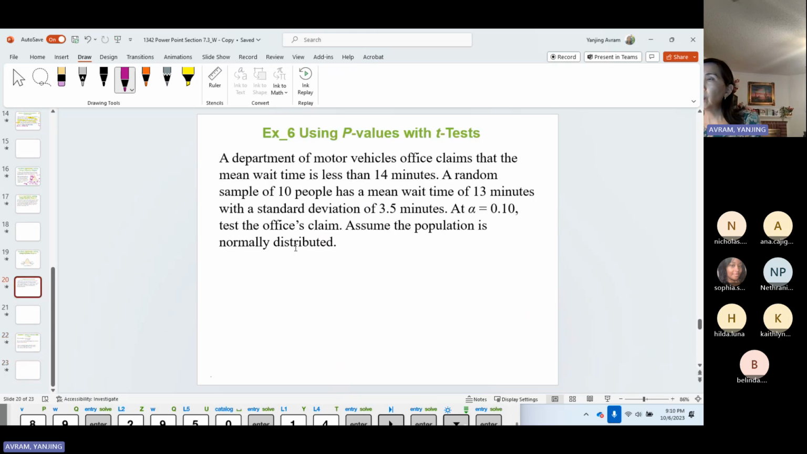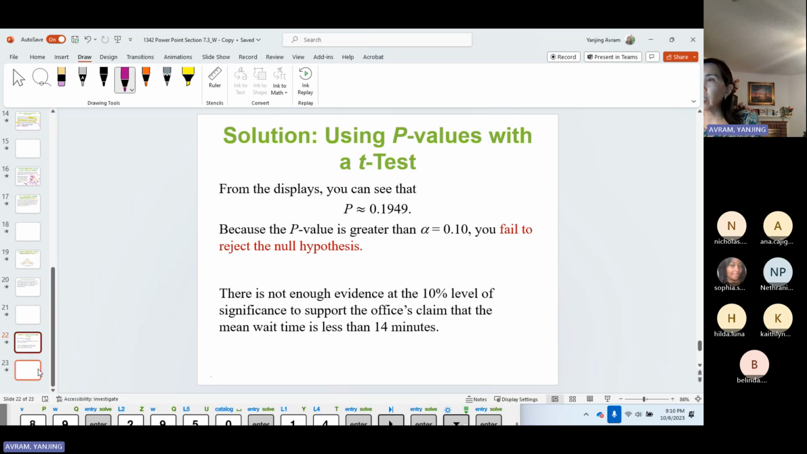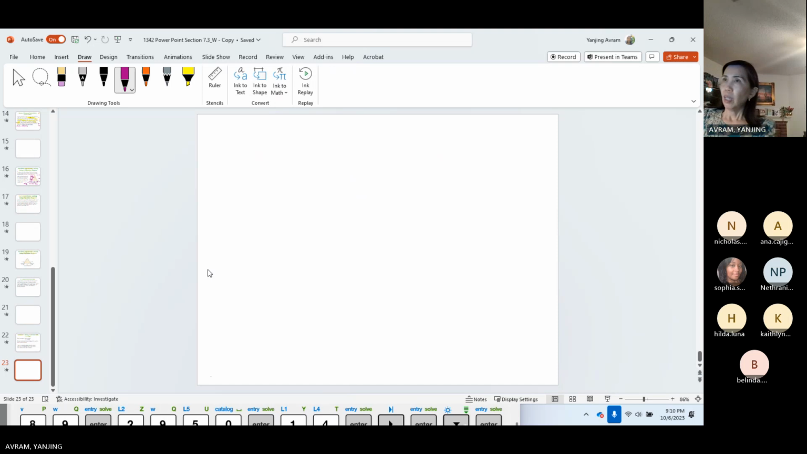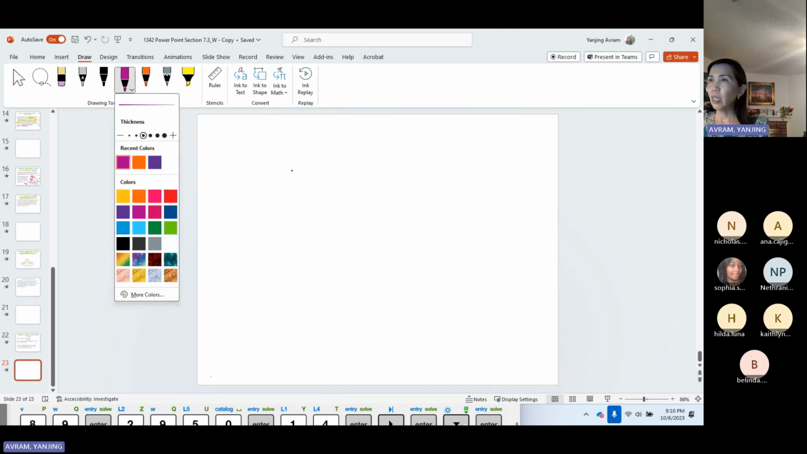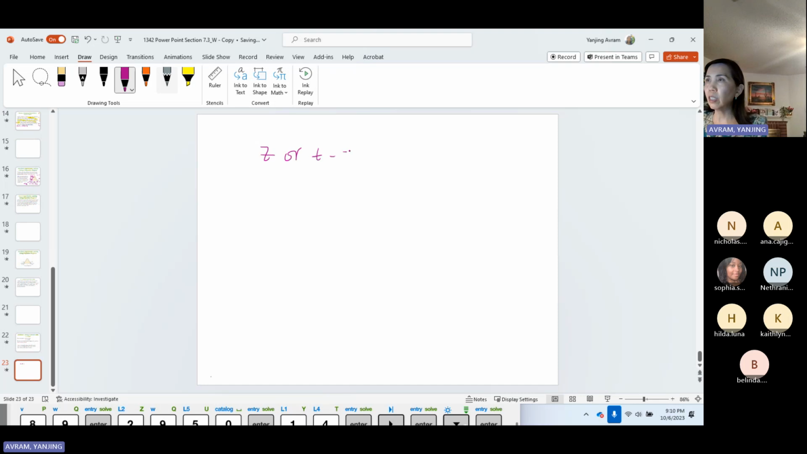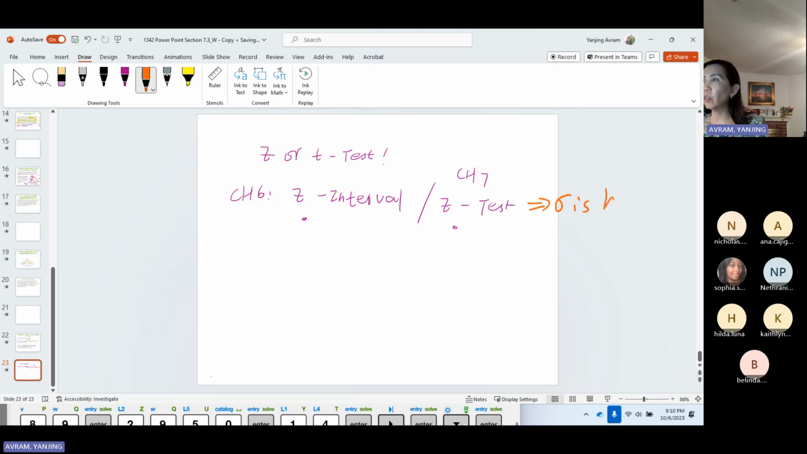So when you use the Z or T test, that is the key thing. Let me give you a little bit of conclusion here. Z or T test. In our chapter 6 is the Z interval. In our chapter 7 here is the Z test. The reason you use Z is when sigma is known, or sometimes it says sigma is given. So you have to know what sigma is.